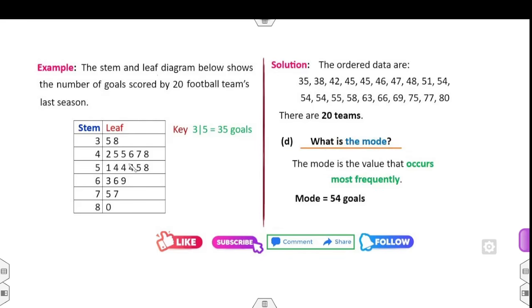And again, you can see the mode. Clearly say the 4 occurring 4 times, 5 occurring 2 times. So 54 is my median, and the mode of the football team scores.